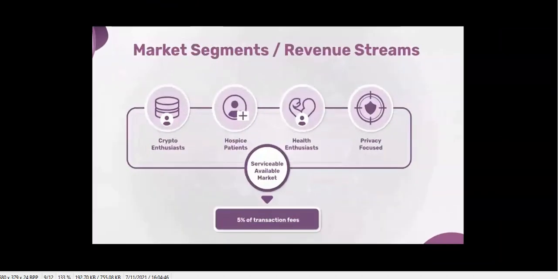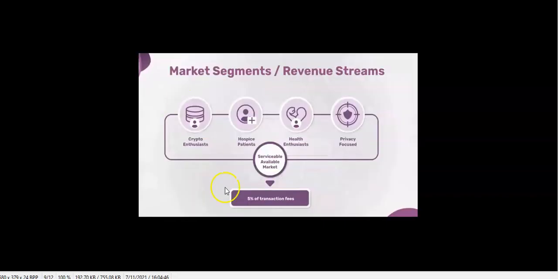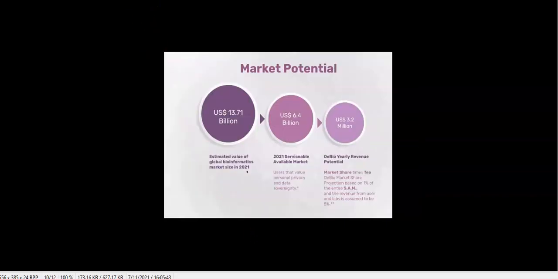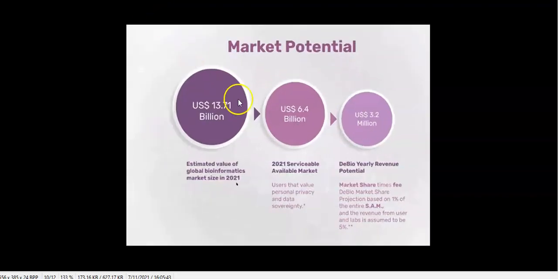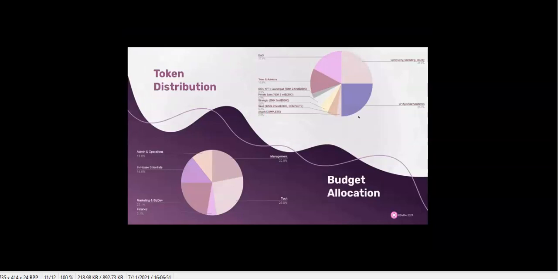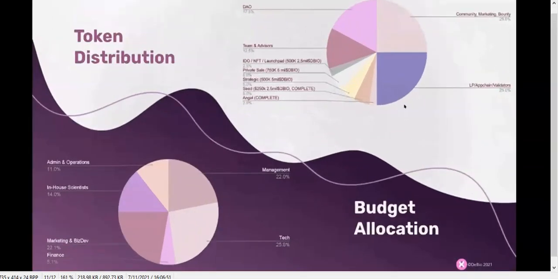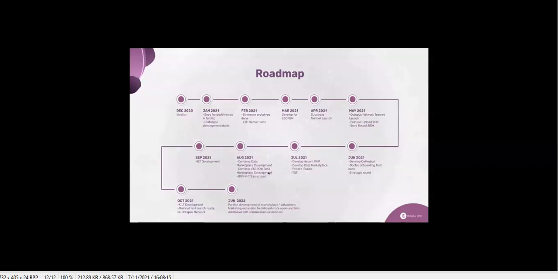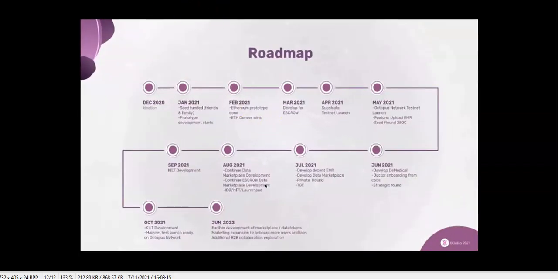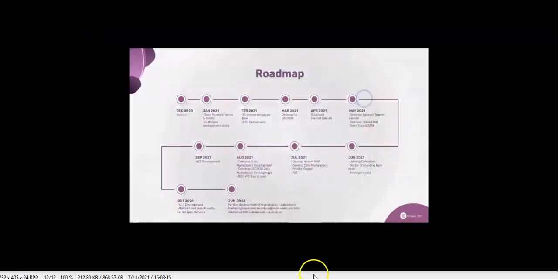So how would the platform make money? You have crypto enthusiasts, hospitals, patients, health enthusiasts, privacy focused people. And then there's a 5% fee, as you can see there. So this is the market potential, in the billions of dollars, and this is the potential revenue. So if a company like this is making this revenue, like this progress. So this is the token distribution, and then this is a potential roadmap of where they are heading in the near future. So you want to support them.